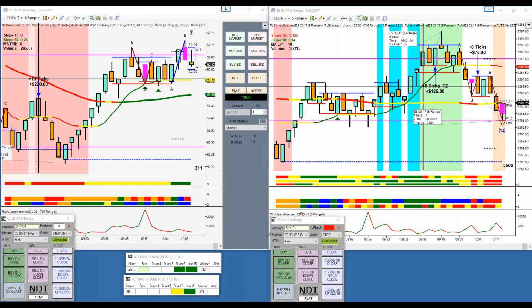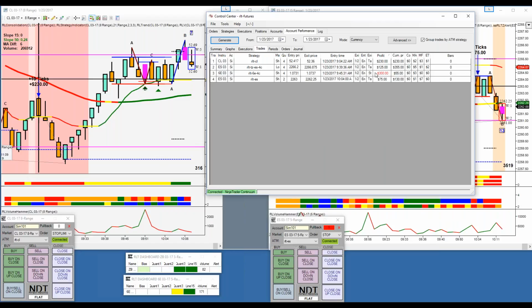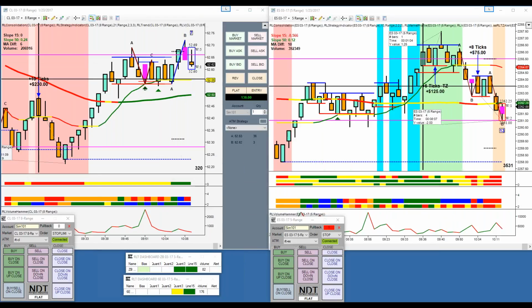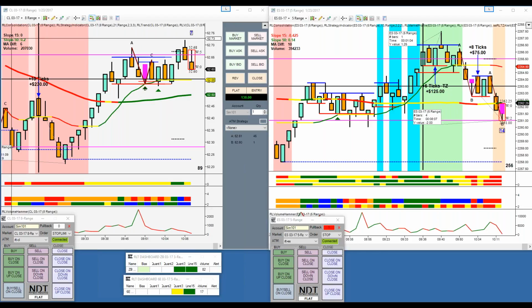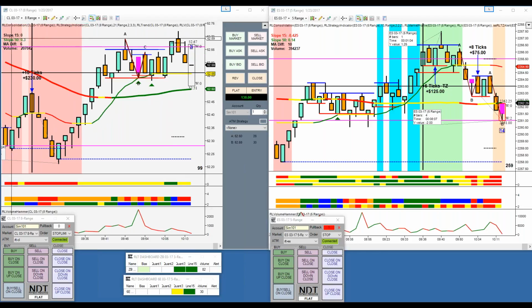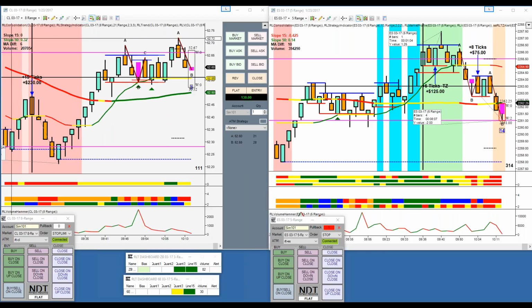And here's the trade right here. $75. Now you have 2 room trades and 2 winners. 2 transition algorithmic trades, 1 winner and 1 loser.